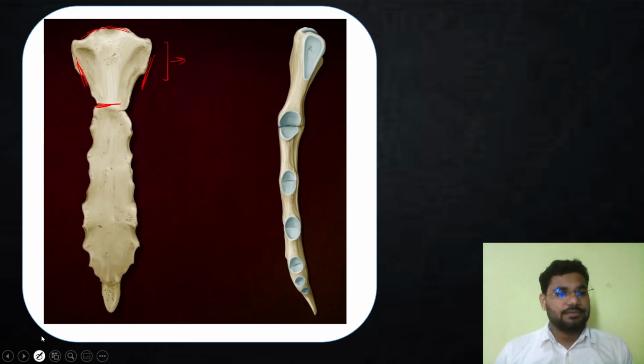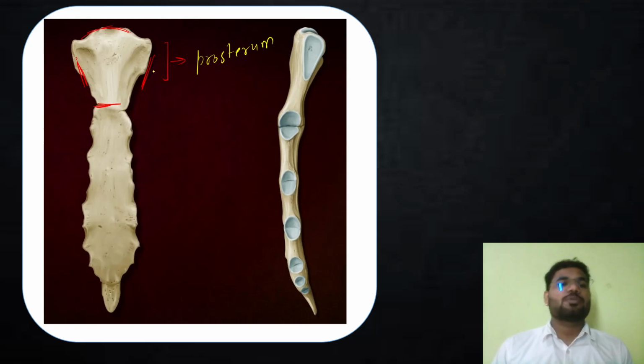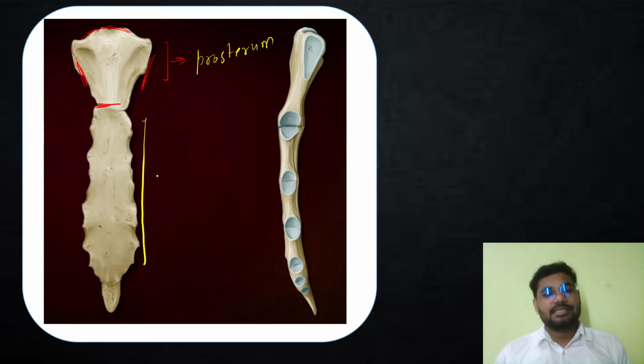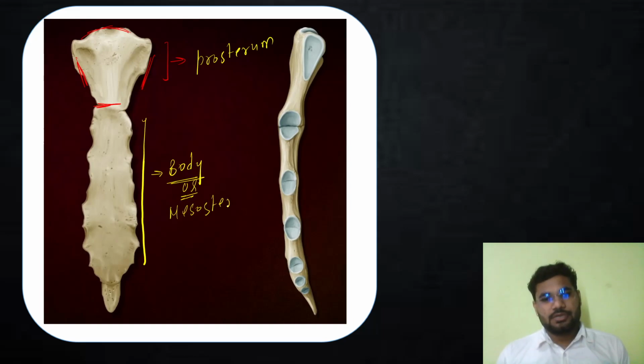Let me change the color. It is the prosternum, right? It also provides an articulation site. I'll let you know what the articulation sites are. Then this is the largest part, and it is the body. This is called the body, and this is also called the mesosternum. And the last part of the sternum is called the metasternum. You can see it here.